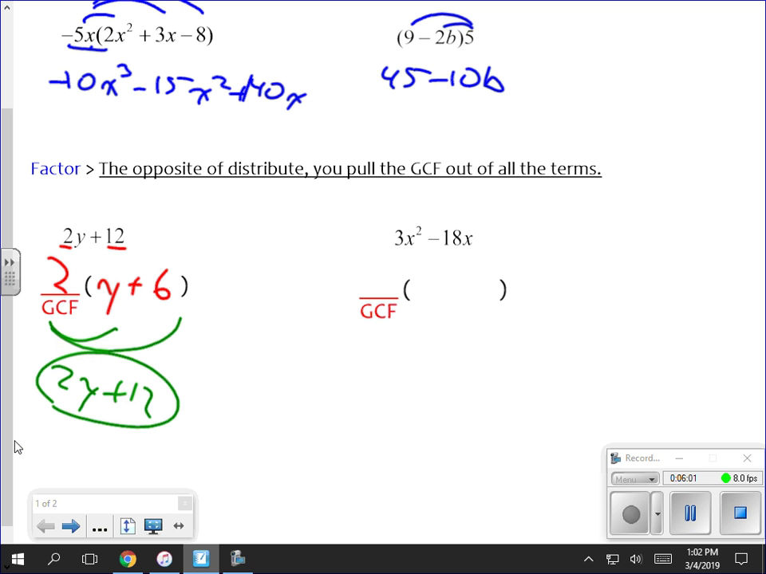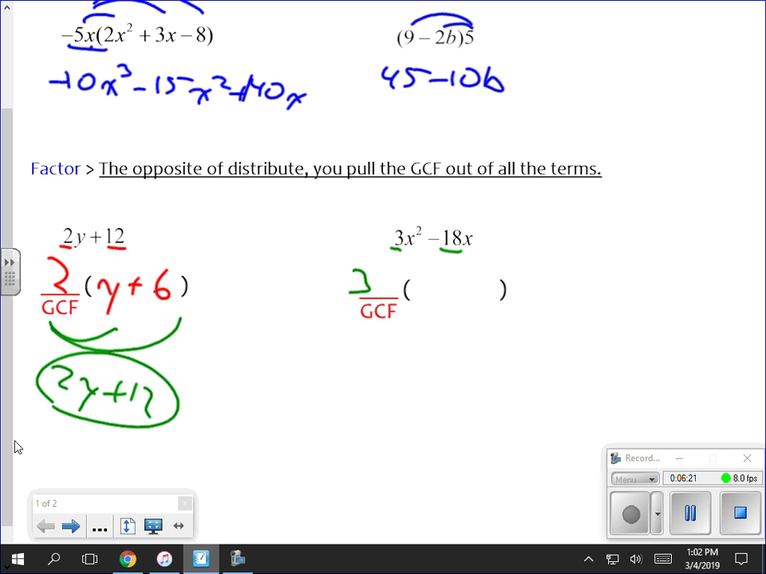Next one, same idea. Look for my common factor first. I'll look numerically. I have 3 and I have 18. What's the largest number that goes into 3 and 18? 3. So my greatest common factor is going to include 3.